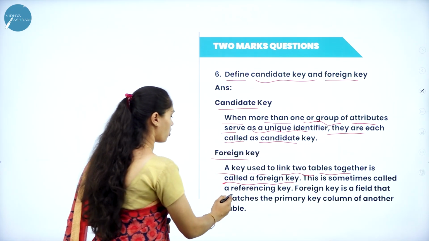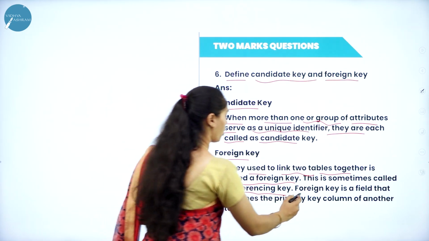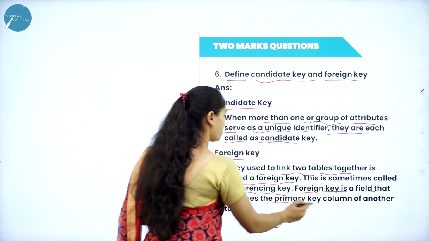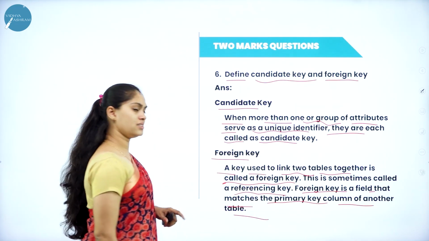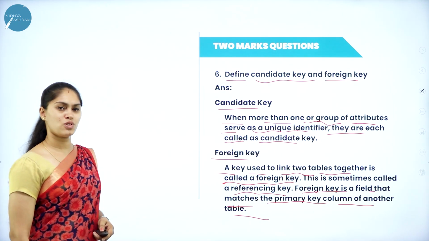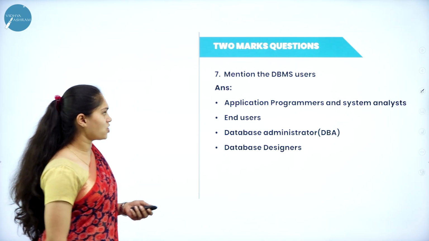So the key used to link two tables together is called a foreign key, and it is also considered a referencing key. A foreign key is a field that matches the primary key column of another table. This is how we are supposed to write it. We'll see the next question.